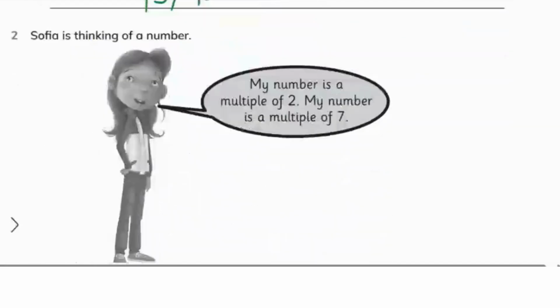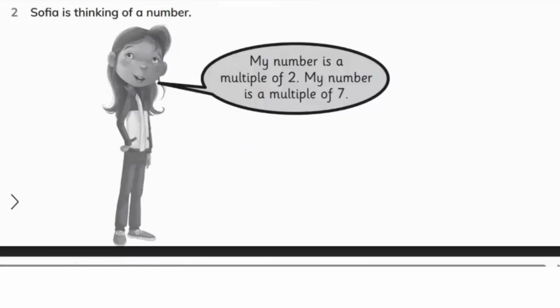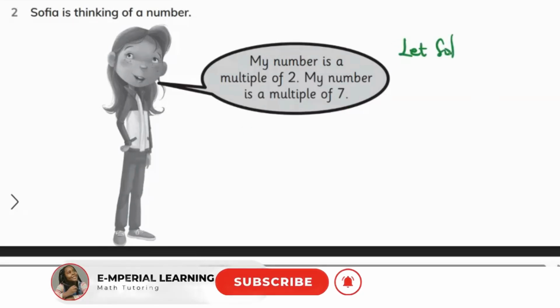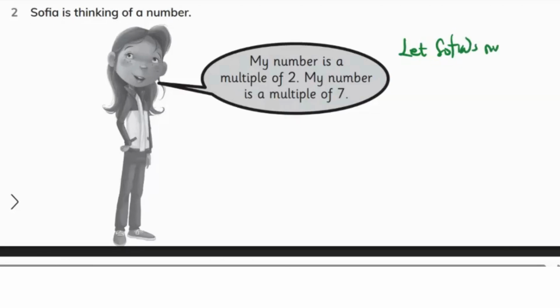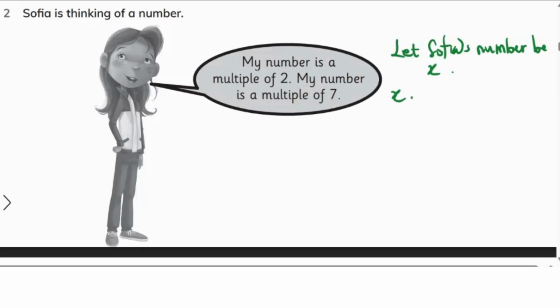Good. Okay, question 2 says Sophia is thinking of a number. Anytime I see this kind of question, I want to represent my number with an X. Let Sophia's number be X. It says my number is a multiple of 2. So X is a multiple of 2. And it says my number is a multiple of 7. So X is also a multiple of 7. And what does this tell us? It means that X is a common multiple of 2 and 7.